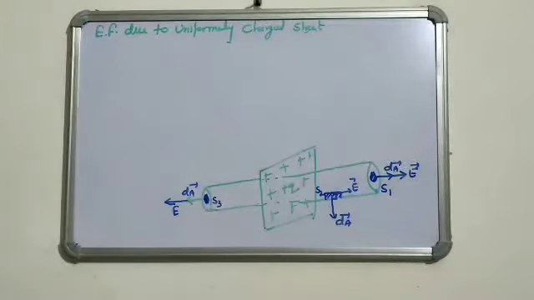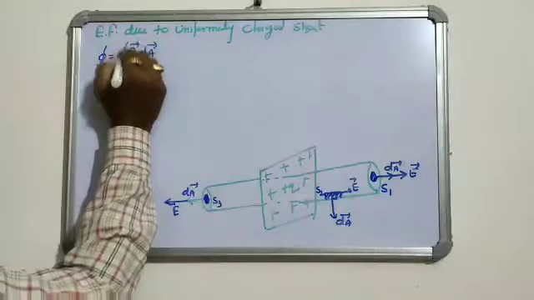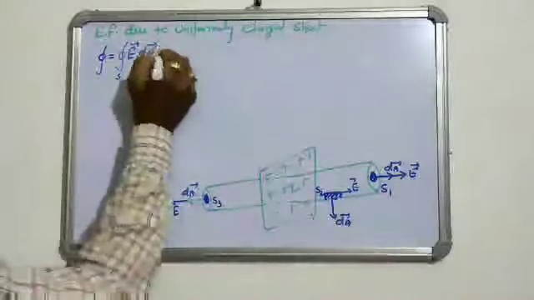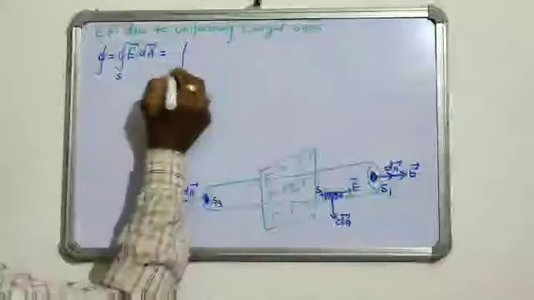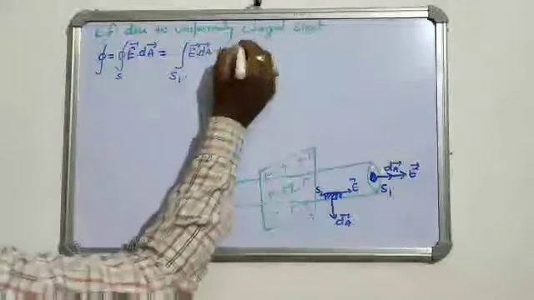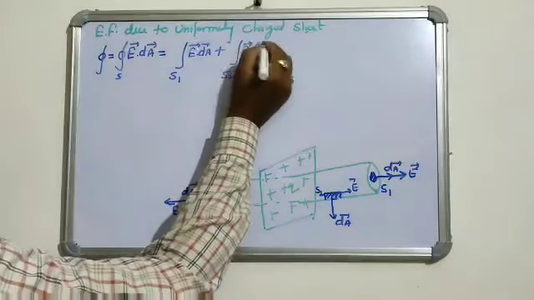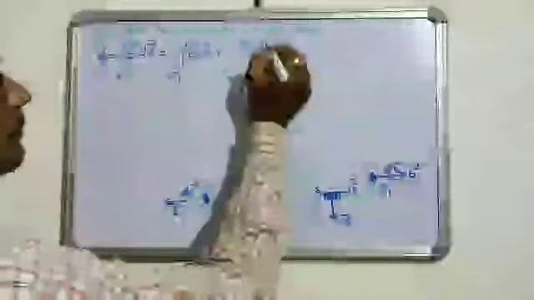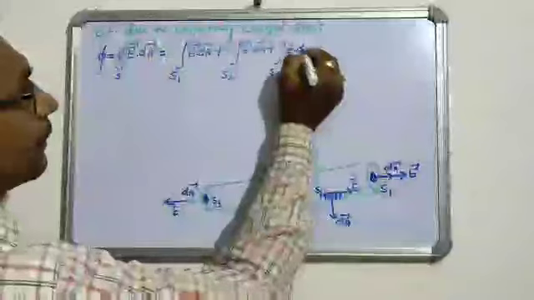Electric flux in mathematical form: net electric flux phi is equal to the integral of E dot dA over the closed surface. This closed surface is divided into three parts, 1, 2, 3. So we can write E dot dA for the S1 surface, E dot dA for the S2 surface, and E dot dA for the S3 surface.